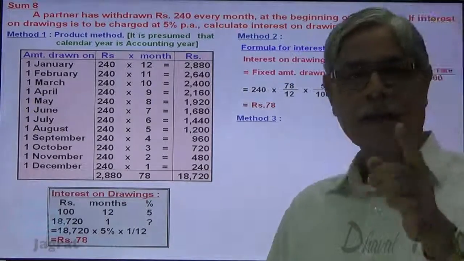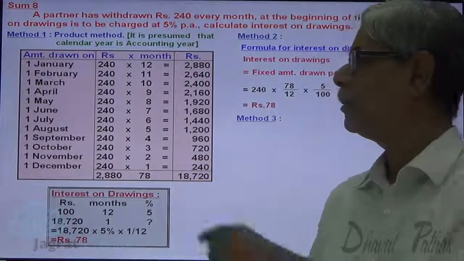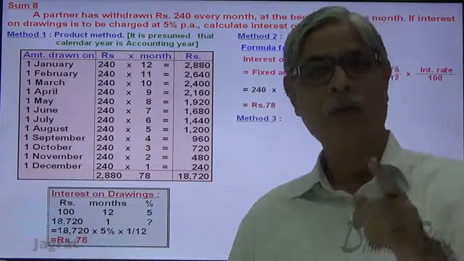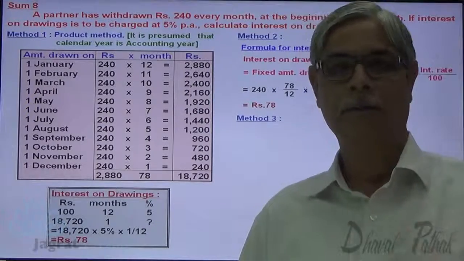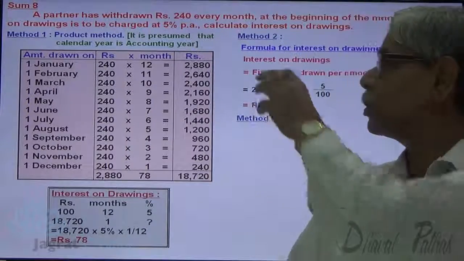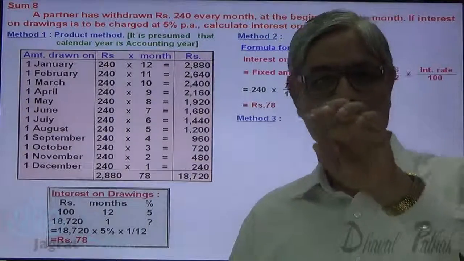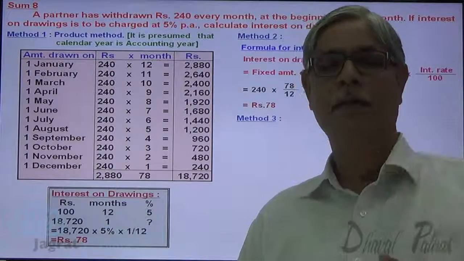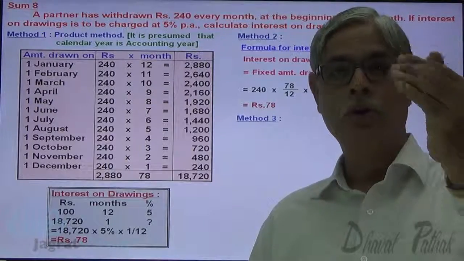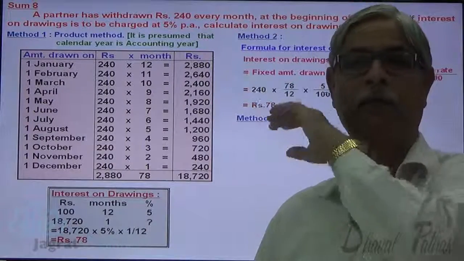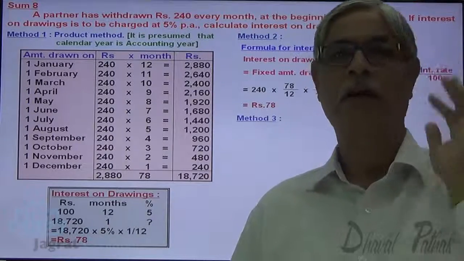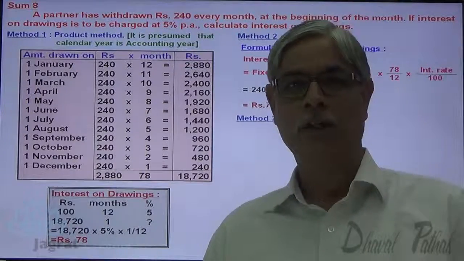This shortcut method can be applied if the even amounts are drawn, and that too at the beginning of every month. So this method, shortcut method, is applicable with restrictions. The amount drawn every month should be same. Amount drawn either at the beginning of every month, like that. So equal interval, equal amount. Then you can apply the shortcut method.